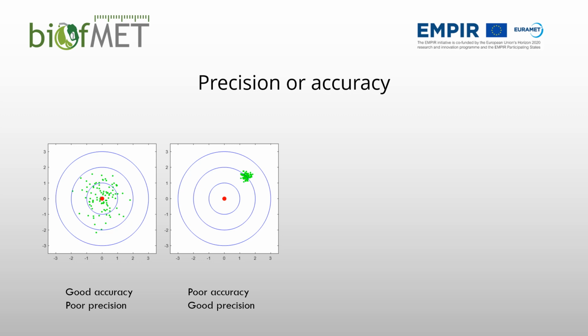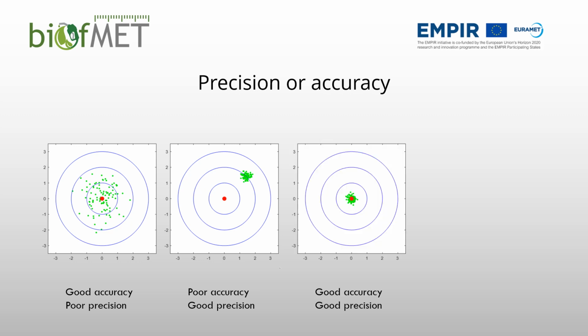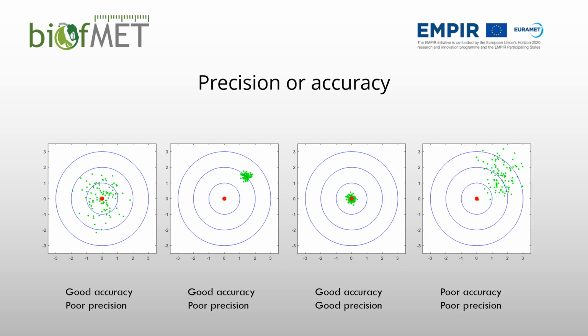In the second diagram, the scatter of the replicate measurements is small. We can say the precision is good. On the other hand, the mean value is not close to the true quantity value. We can say the accuracy is poor. In the third diagram, the scatter of the replicate measurements is small. The precision is good. And the mean value is close to the true quantity value, and that means the accuracy is also good. In the fourth diagram, we are in a very bad situation with poor accuracy and poor precision.